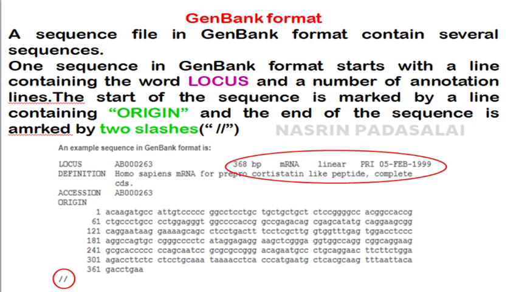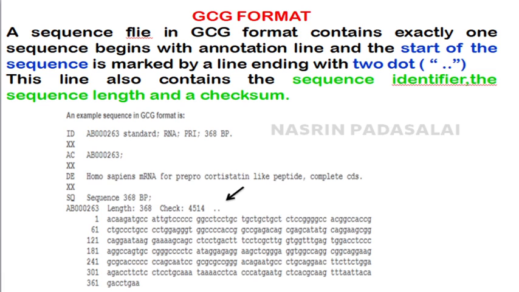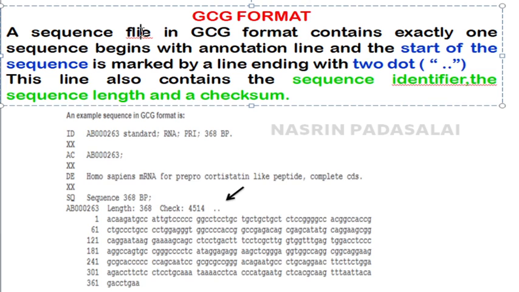And the start of sequence, that is a nucleotide sequence, is marked by a line containing the word origin, and the sequence is terminated by two slashes. Okay. Next is GCG format, and the sequence file in this particular format contains exactly only one sequence. If you take the sequence file in IG format or in GenBank format, it contains more than one sequence, whereas in GCG format it contains exactly only one sequence.